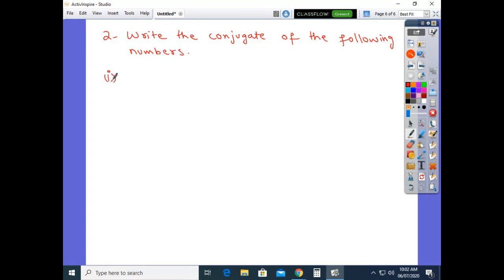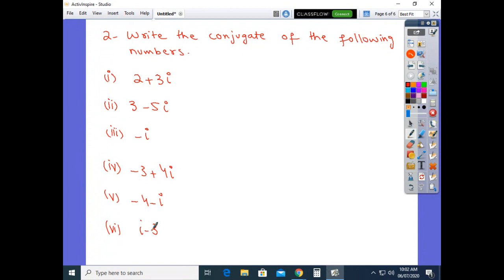The first number is 2 plus 3 iota. The second one is 3 minus 5 iota. The third one is minus iota. The fourth one is negative 3 plus 4 iota, and the fifth one is negative 4 negative iota, and the last one is iota negative 3. Here we write only the conjugate of the number. As we know by the definition of conjugate of the number, we only change the sign of iota.